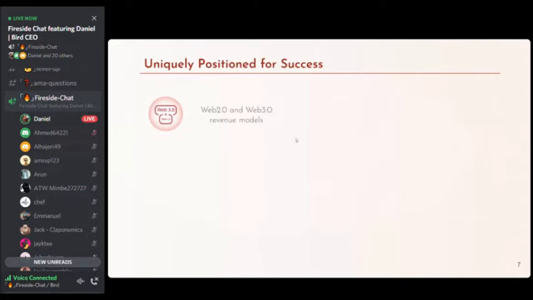So first of all, we're one of the only projects out there that has a legitimate path forward in terms of revenue generation on both the Web 2 and the Web 3 side of the house.